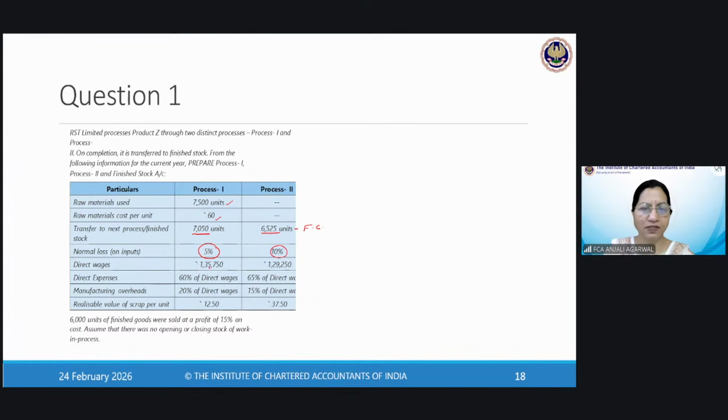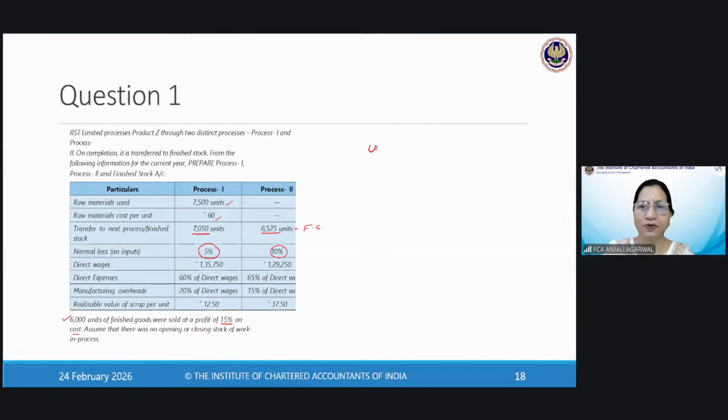Then you have direct wages, 135,750 and 129,250. Direct expenses, which are 60% of the direct wages. Manufacturing overheads, which is 20% of the direct wages. Realizable value of scrap per unit is 12 rupee 50 paisa in process 1 and 37.50 in process 2. 6,000 units of finished goods were sold at a profit of 15% on cost. Assume no opening or closing work in progress.